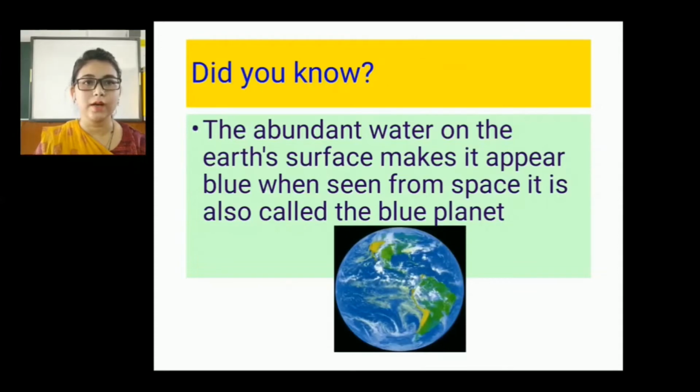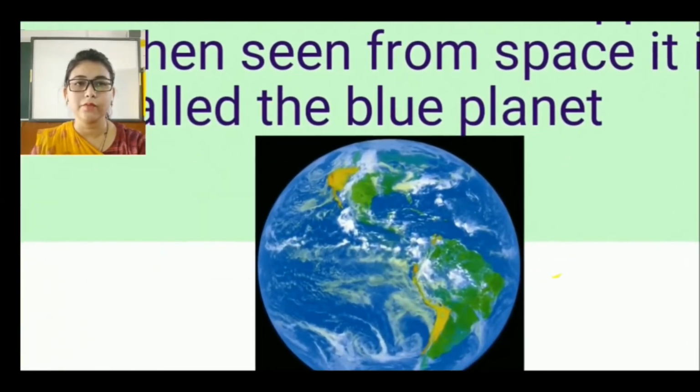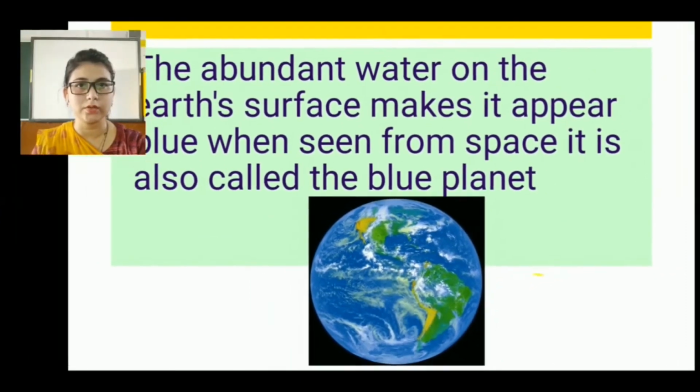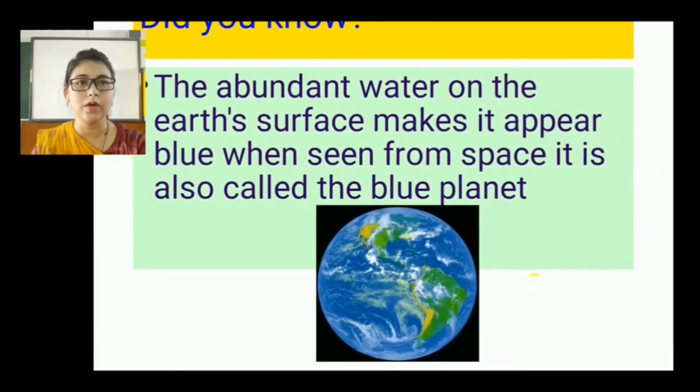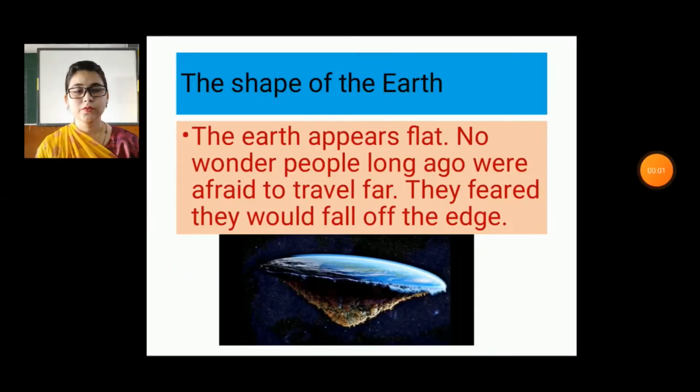Now let's move further. Here I am showing you one picture. Here you can see how the earth appears blue in color, and only a few parts you can see in green or yellow color. This is how earth looks from outer space. So students, the question arises, what is the shape of the earth?